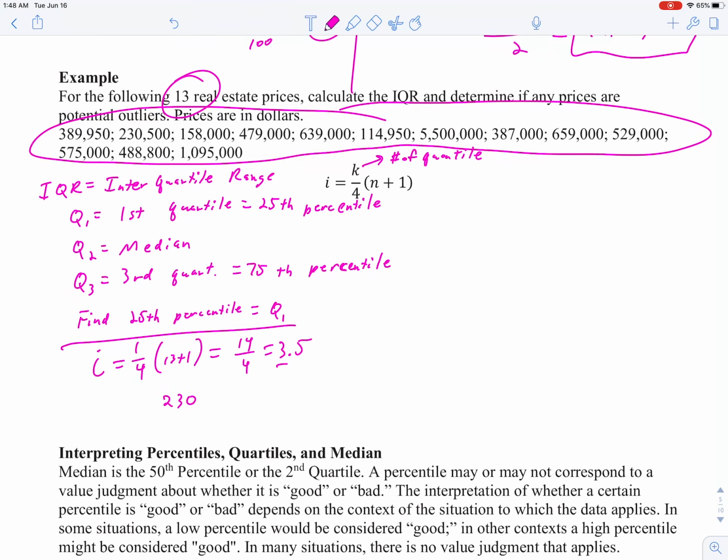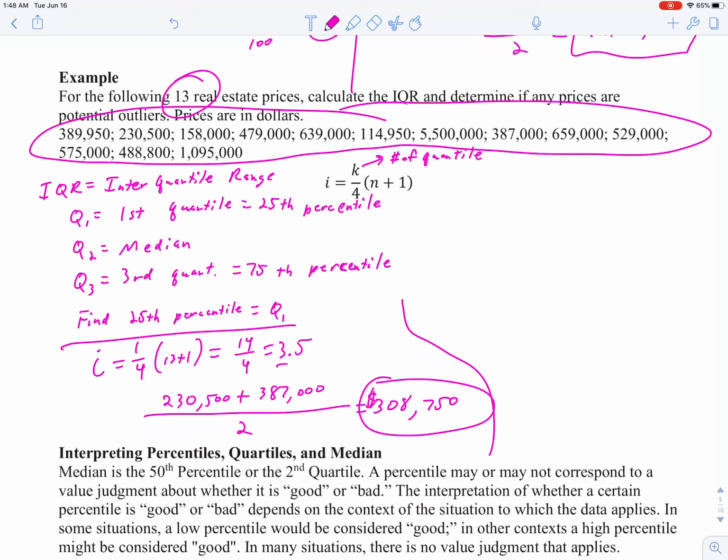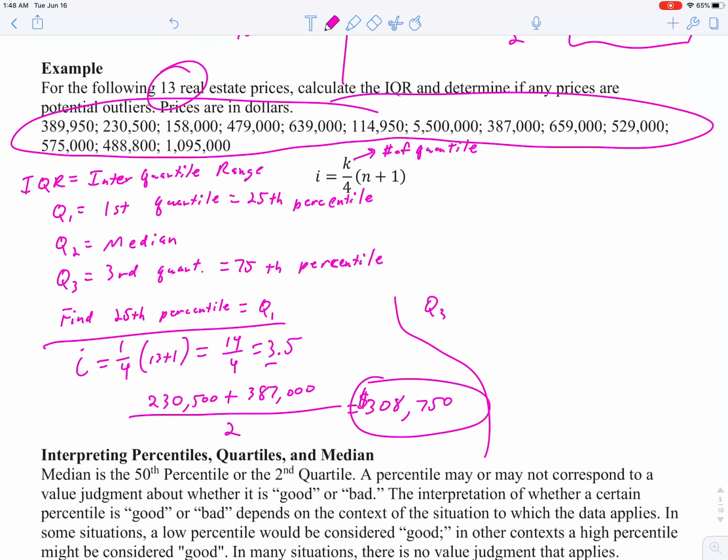The third data point would be 230,500 and the fourth data point would be 387,000, and we're going to average these out. If we do that, we get 308,750. So that's our first quartile. We're going to repeat this process for the third quartile, Q3, which is really the 75th percentile.